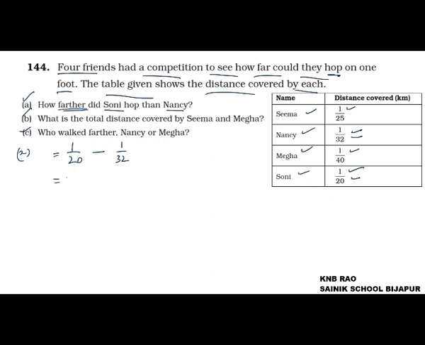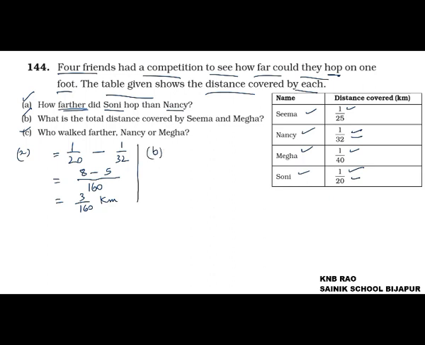So write properly working steps. Here I am just doing the working part only. You need to write working steps for that. The idea I am giving, you have to write working steps. Here 20 and 32, their LCM is 160. 20 in 160 is 8 times, minus 32 in 160 is 5 times, gives us 3/160 kilometer, that distance extra hopped by Sony. So this is sub question A.